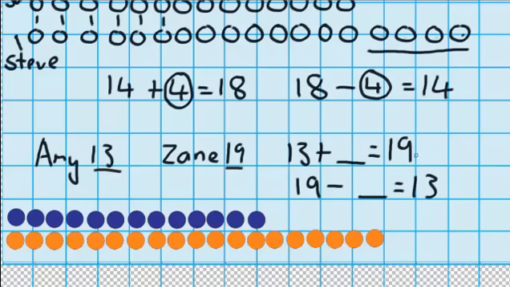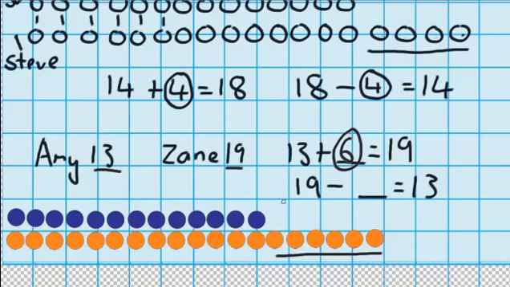Well, this was our first equation, which we wrote to see if we could work out how many more counters Zane has. We said 13 plus some amount, which you can see is that many counters there, equals 19. And you can see that I've highlighted 6 counters here, so 13 plus 6 equals 19.